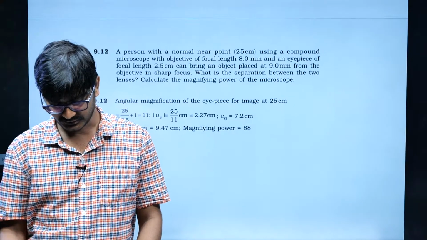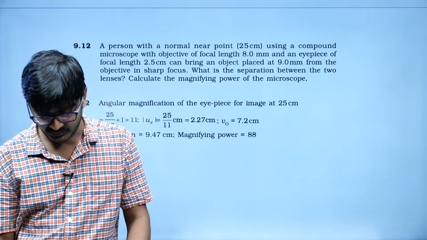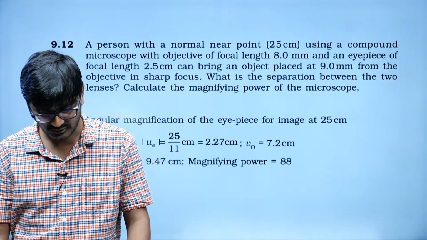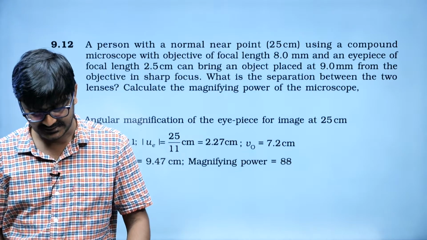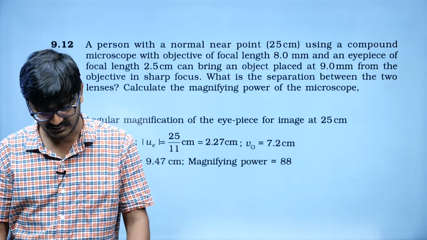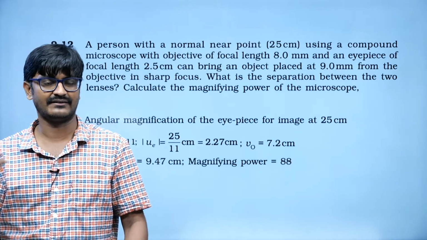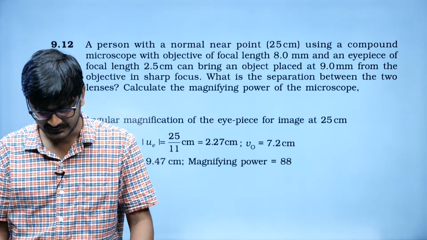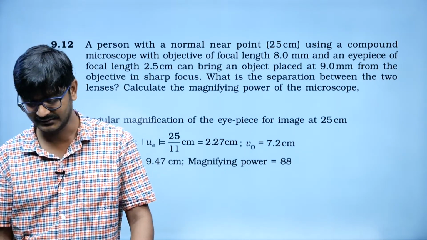Now going to the next question, it is 9.12. A person with a near point of 25 centimeter is using a compound microscope of given objective focal length and eyepiece focal length. When an object is placed at 9 mm, the objective is in sharp focus. Sharp focus means the final image is forming at 25 centimeter and our angular magnification is maximum. Calculate the magnifying power of the microscope. Magnifying power or angular magnification both mean the same.